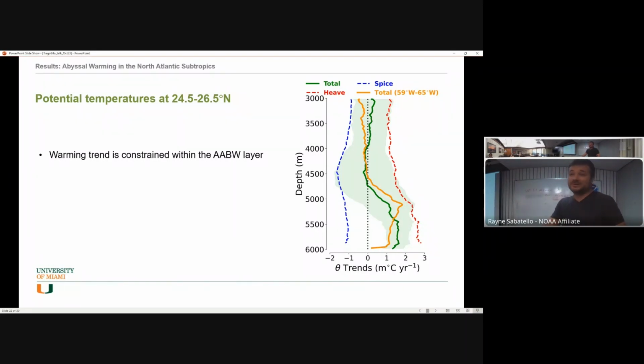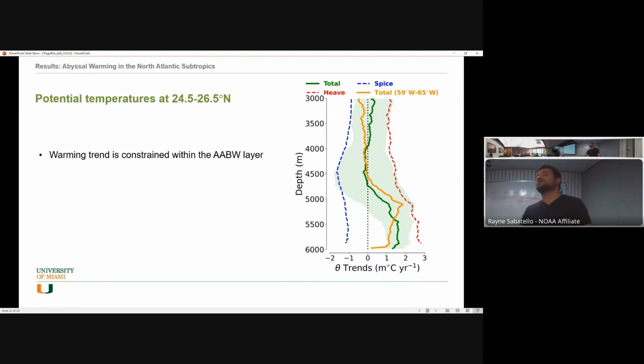Because if you're thinking about an isopycnal surface, that doesn't change in terms of density. It's an isopycnal surface, right? So if you have warming to compensate, you need to have freshening to keep the density constant.